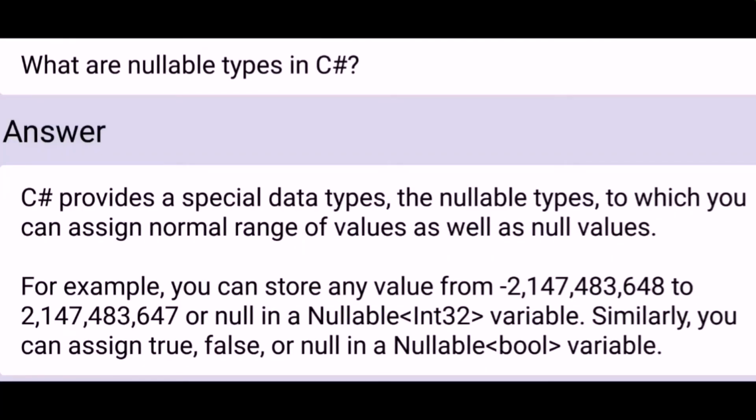What are nullable types in C#? C# provides special data types, the nullable types, to which we can assign normal range values as well as null values. For example, you can store any value from -2147483648 to 2147483647 or null in a nullable Int32 variable. Similarly, you can assign true or false or null in any nullable boolean variable.